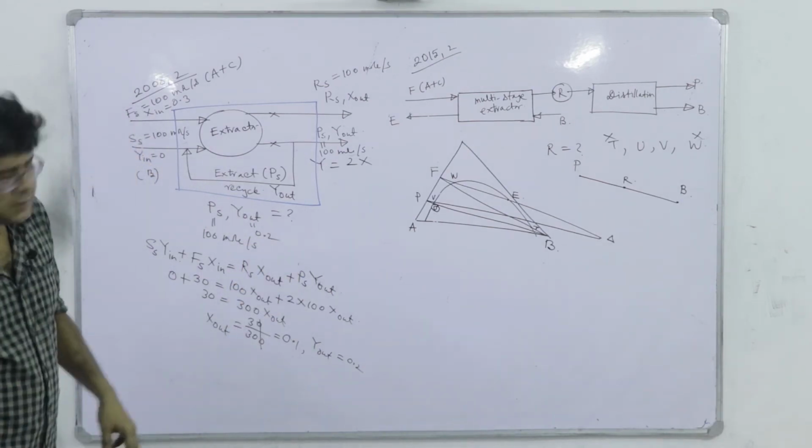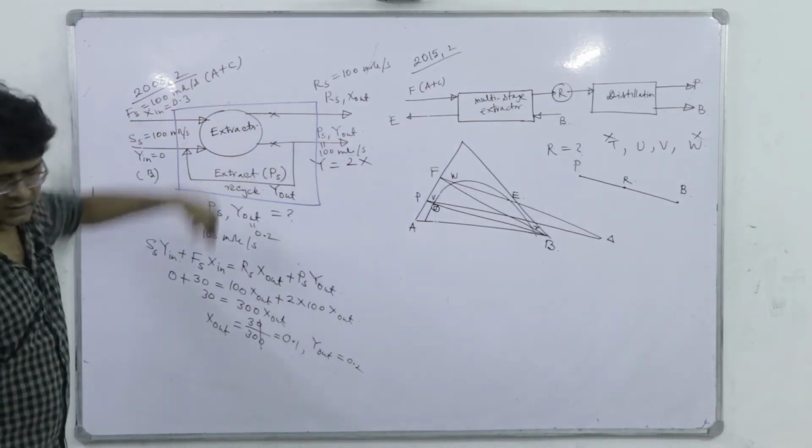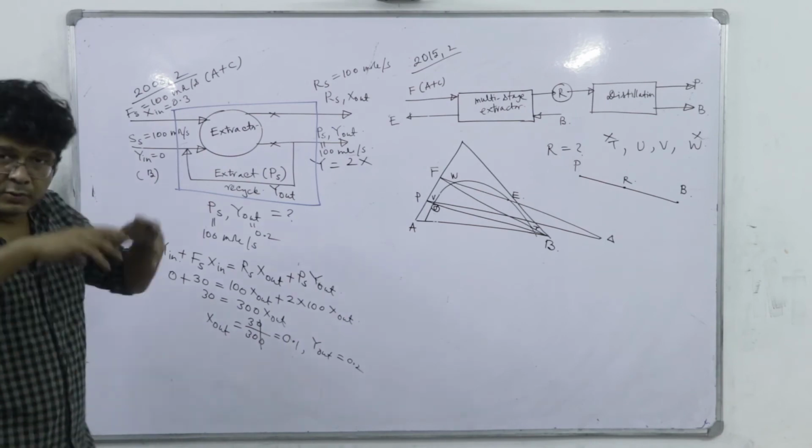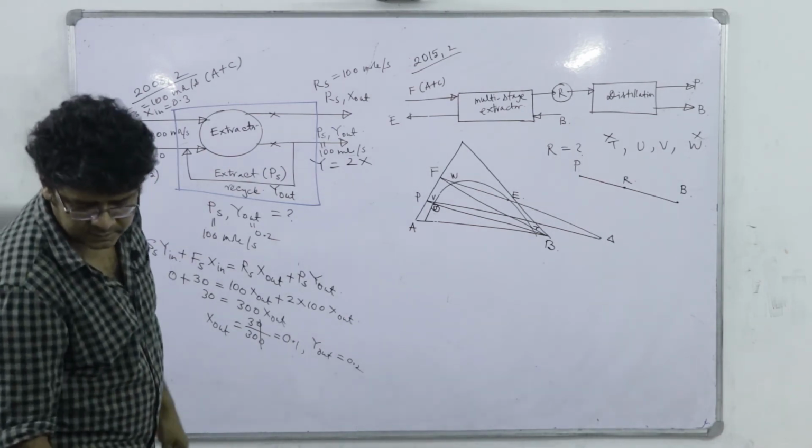So, the crux is you have to go for the balance over the whole cascade, which includes the recycle stream, in order to get rid of this recycle stream itself.